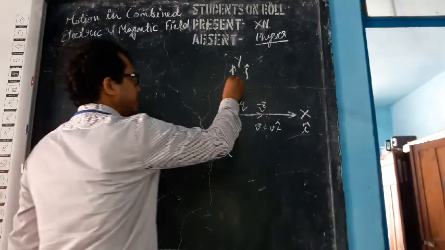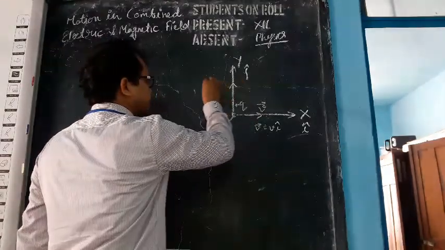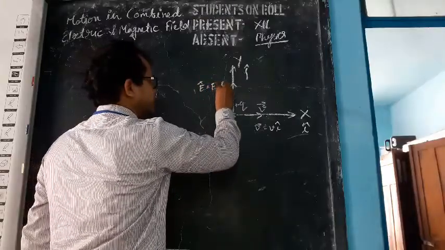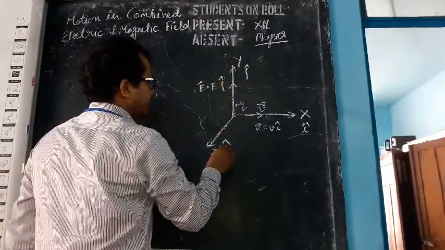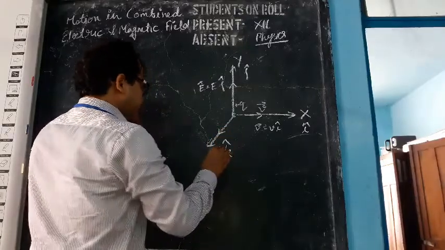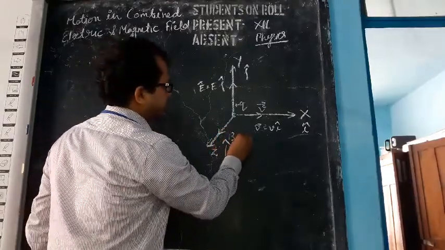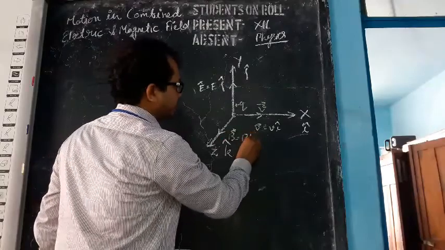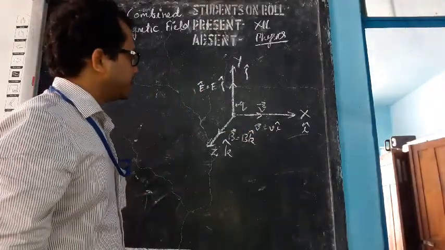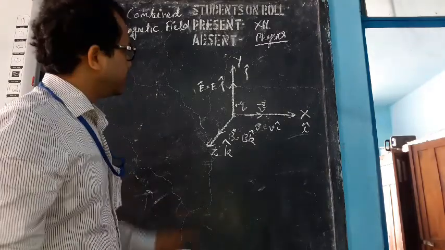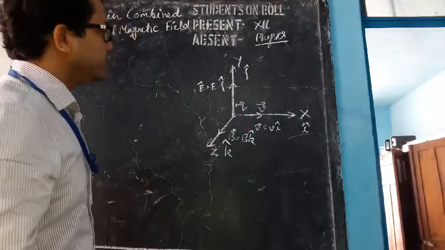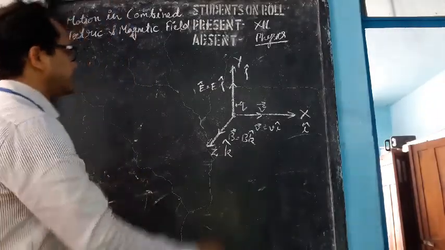Let us suppose that the electric field is along the y axis, that is E, and this could be written as E j cap. In the same way, the magnetic field is given along the z axis, and the magnetic field B equals B k cap. So we have kept the velocity vector, electric field vector as well as the magnetic field vector along the three mutually perpendicular axes.